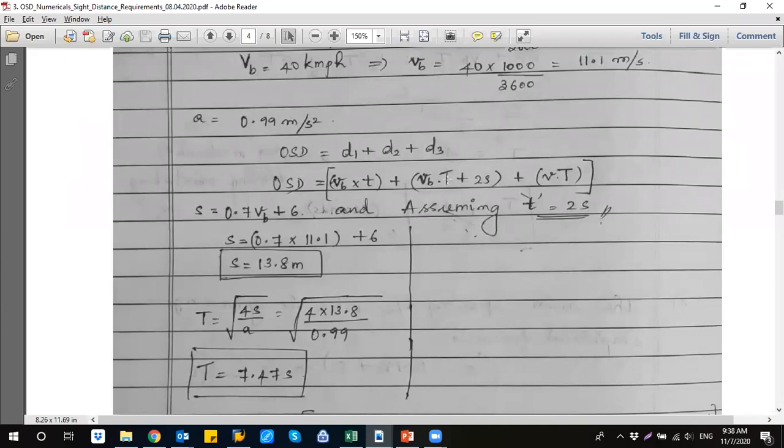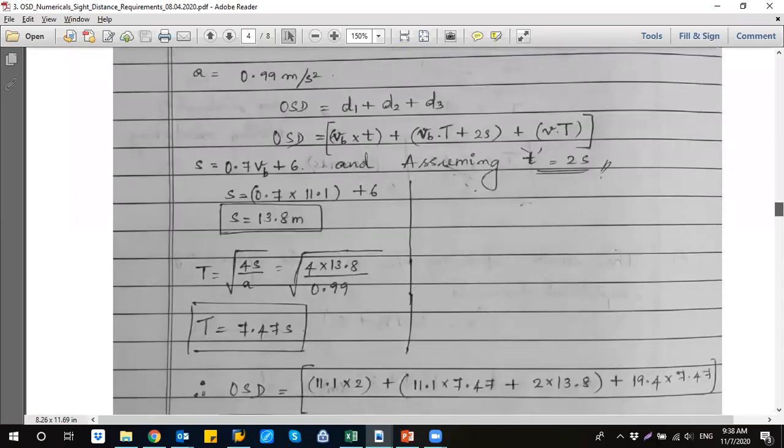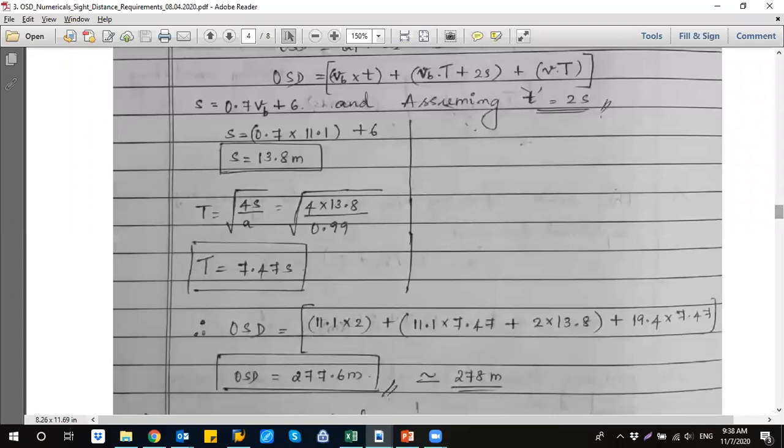You are expected to write the assumed value always. Got it? What is D2? It is VB times capital T plus 2S. That is B plus 2S, where B is VB times capital T. Then finally, the distance D3 is V times capital T, where V is the design speed. Clear? Now we are going to find out each component.